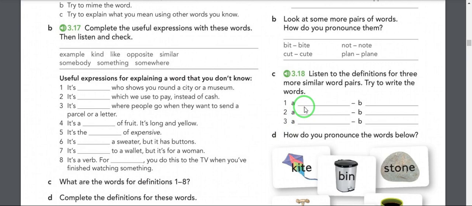Write down the words and we check it during our lesson.